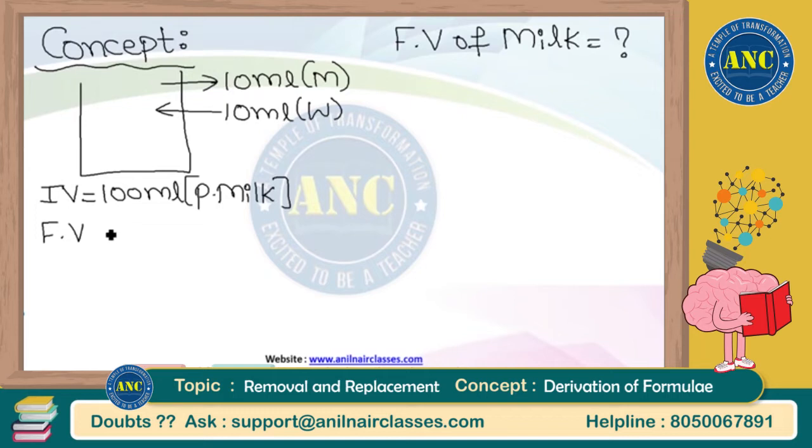So I can easily say that the final volume of milk for this question is, out of 100 ml of pure milk, I am taking out 10 ml of milk outside. So the remaining milk inside the vessel finally is how much? It is 90 ml, right? It is 90 ml. Now think a little logically, sir.